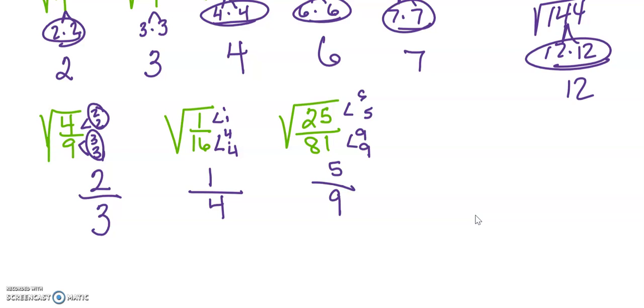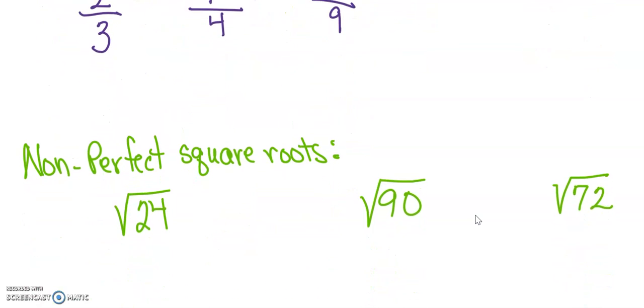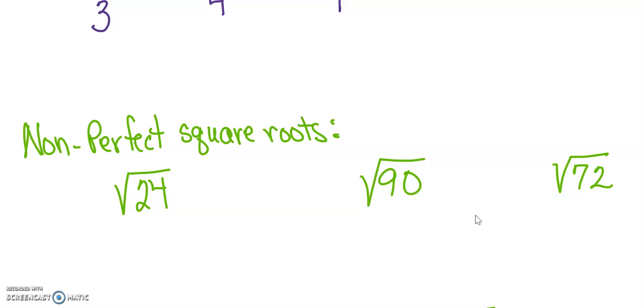Now, those were perfect squared numbers. Most of what you get probably won't be perfect squared numbers. So we want to know, what do I do if I don't have two of a kind? What happens to that number? So we're going to look at some non-perfect square roots, and we're going to simplify them. So we want to break these down.